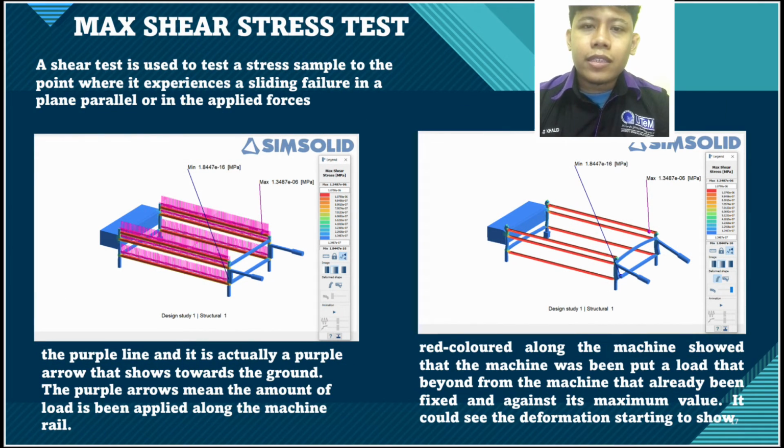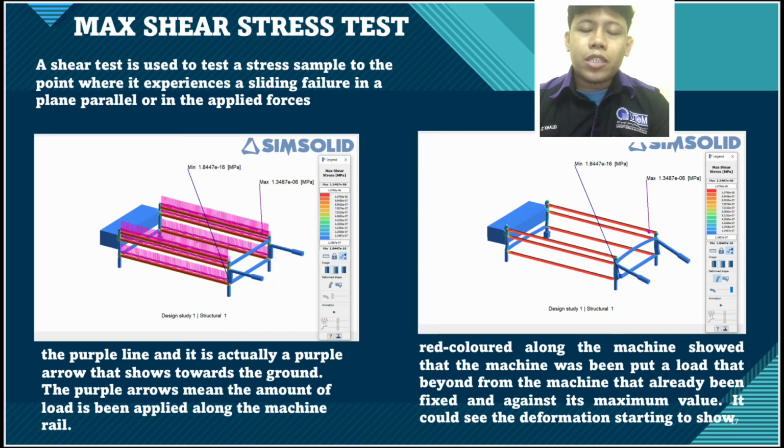The other step and test that has been used to prove the functionality and durability of the sand separation machine is the shear test. A shear test is used to test a stress sample to the point where it experiences a sliding failure in the plane parallel to the applied force.